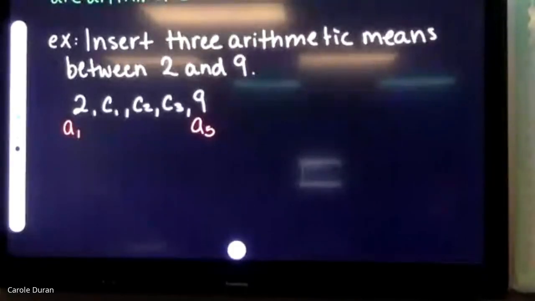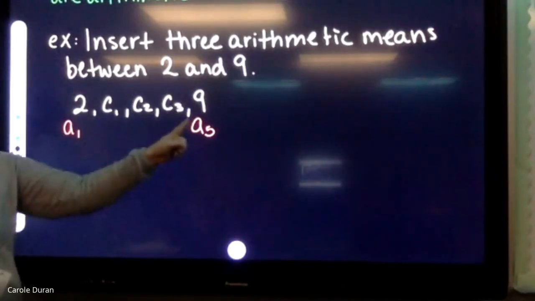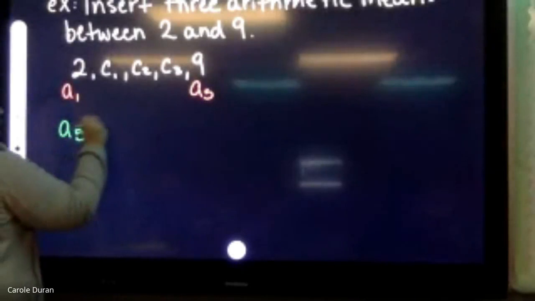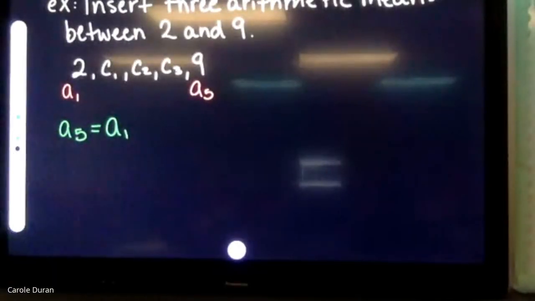Which term do you think I'm going to use to establish that nth term formula? Am I going to use the first term or the 5th term? The 5th term, because it uses the first term in the formula. So I'm using my 5th term formula, which tells me I have my first term A1 plus 5 minus 1 times my common difference D.